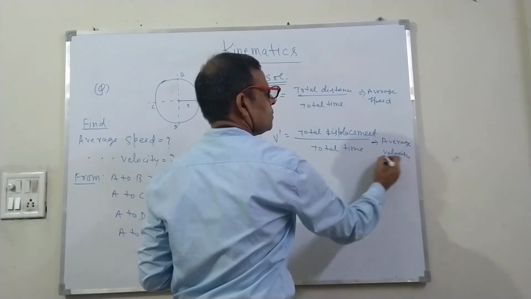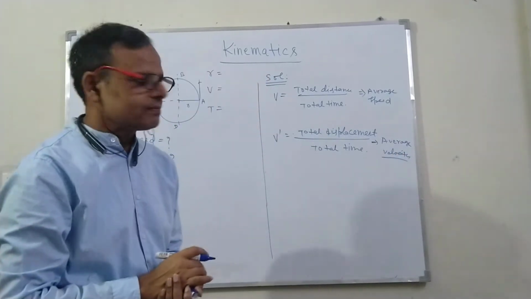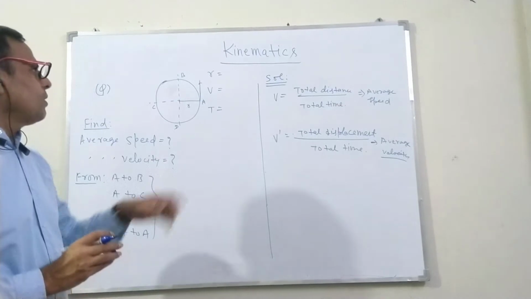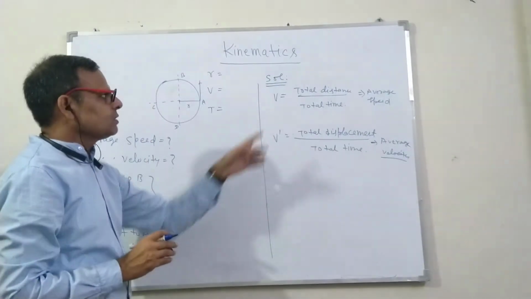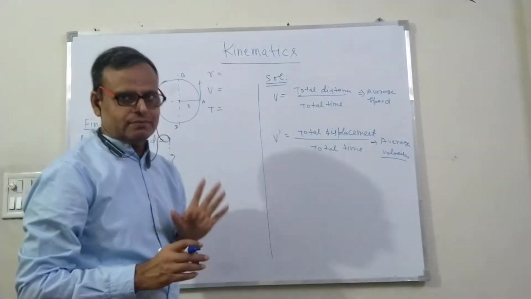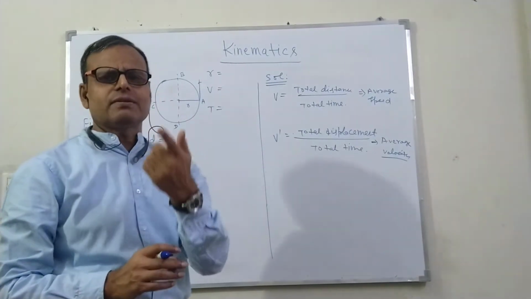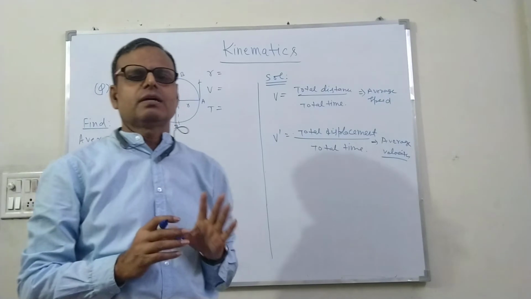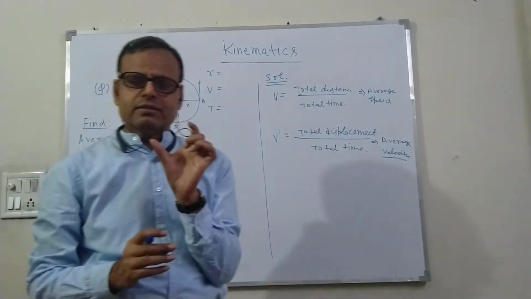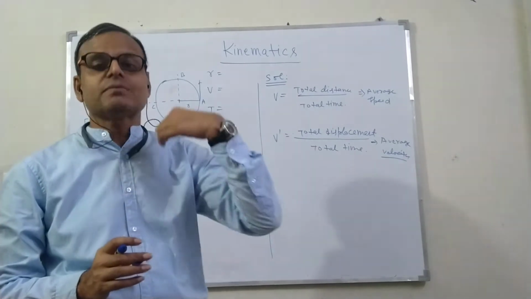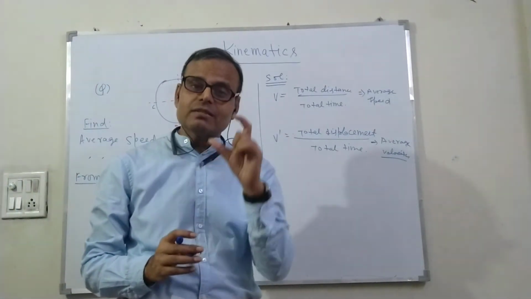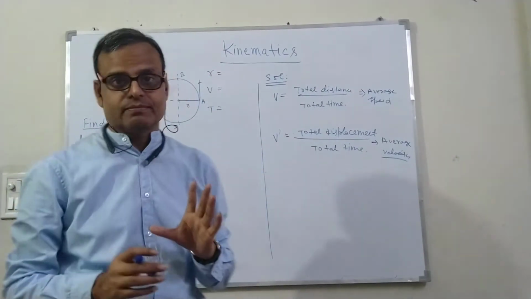I think you all know very well about distance and displacement, because we need total distance and total displacement. For quick revision, I am just telling you that distance is the path length between 2 points and displacement is the shortest path length between 2 points.